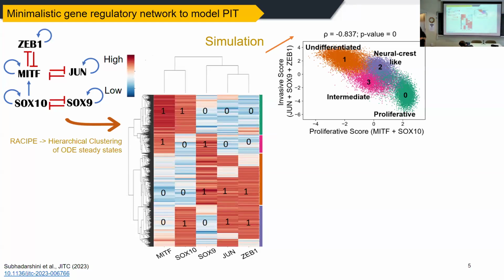Sorry, following up on that. From my understanding, if you're at 0, 0, you're basically average. You're average, like sort of both invasive and both proliferative. So you would get essentially your intermediate phenotypes there. So your neural crest and intermediate. So these are your intermediate phenotypes.